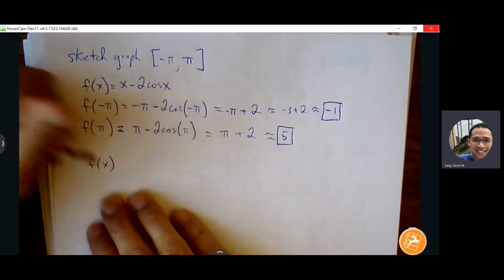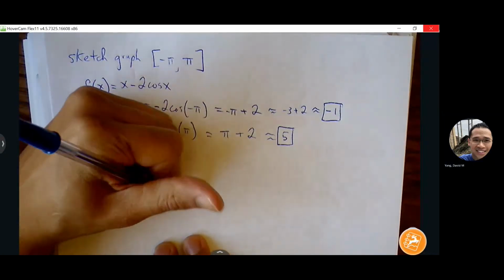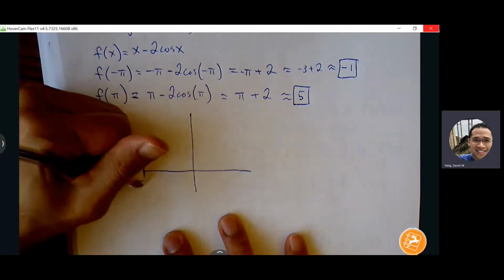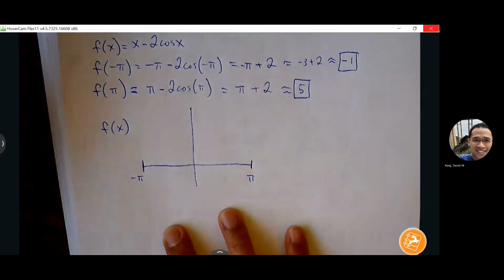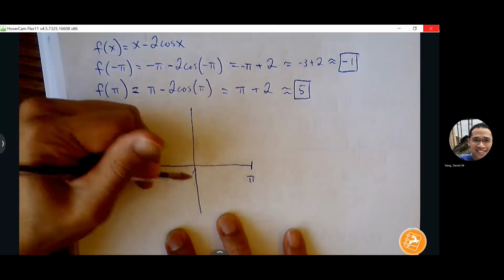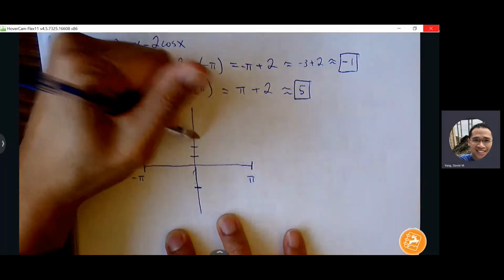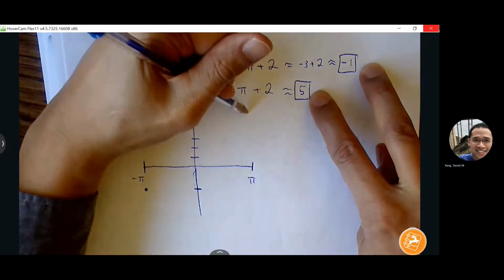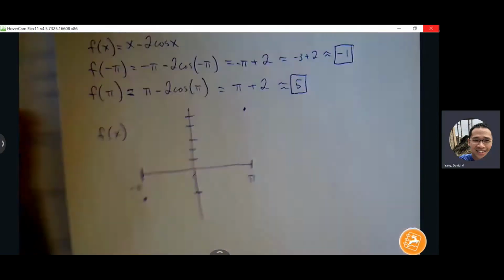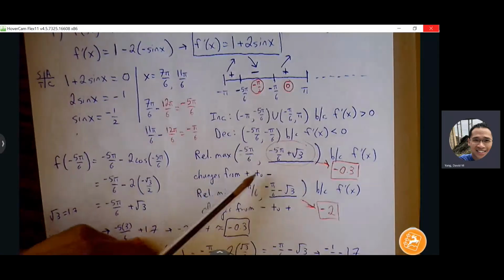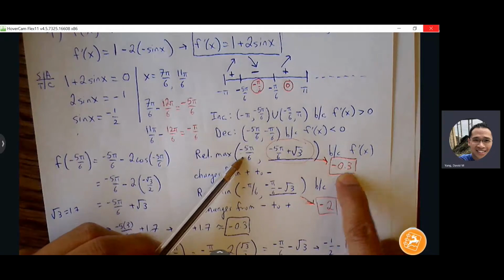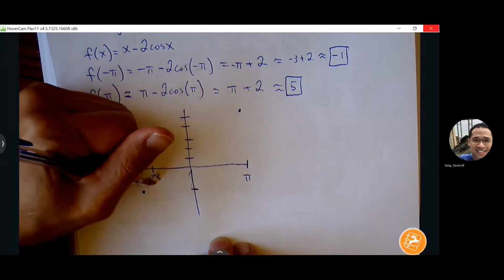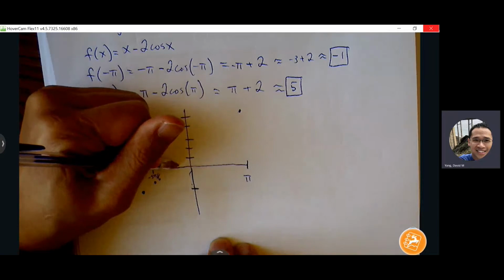Here's my f of x graph. I'll have negative pi sitting here. I'll have pi sitting here. I'm going to start here, and I'm going to end here. Okay, so let's just plot all the points that we've gathered from before. We know our relative max, negative 5 pi over 6 will be around negative 0.3, so I'll put that closer to here. And negative pi over 6, I'll be at negative 2.